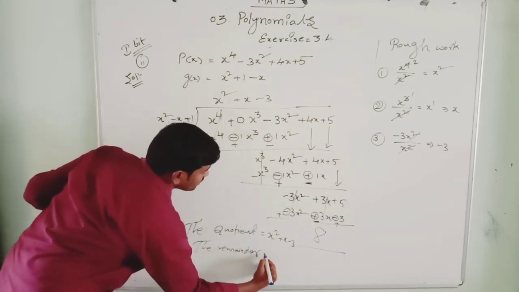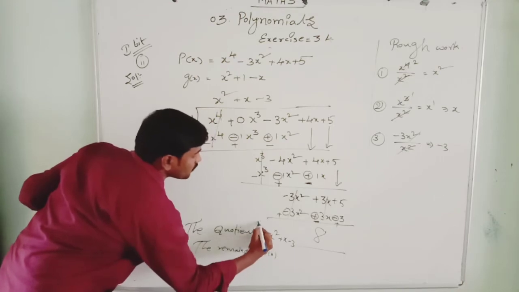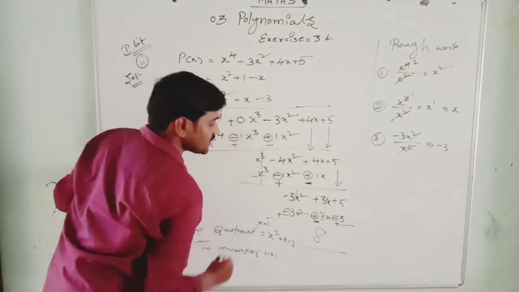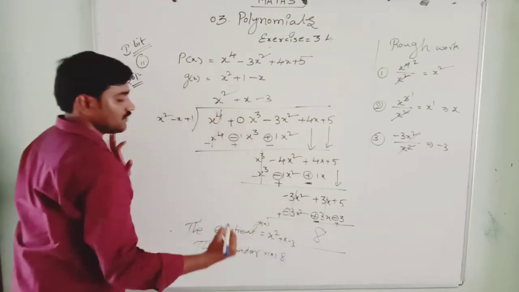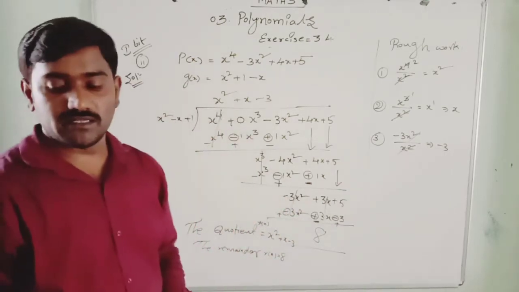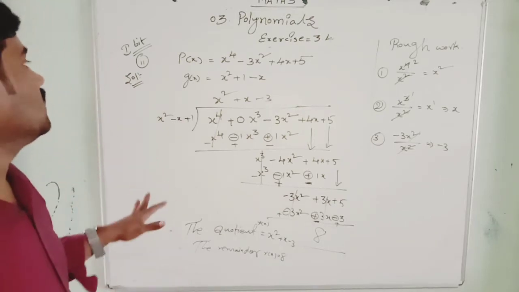The remainder r of x, the quotient is q of x, g of x is the divisor, p of x is the dividend, so the remainder is 8. In this way we can complete this. See how easy it is.